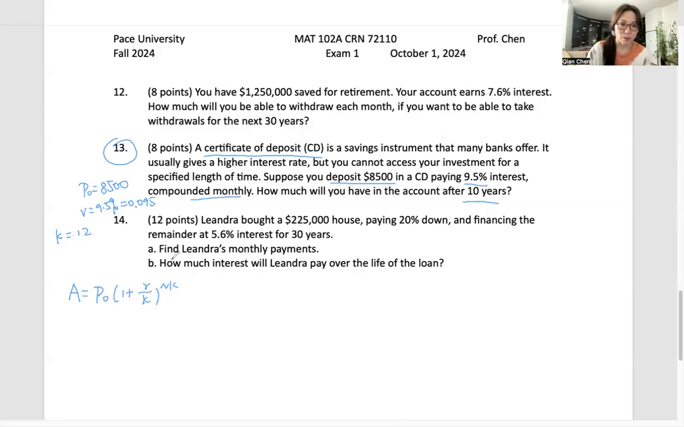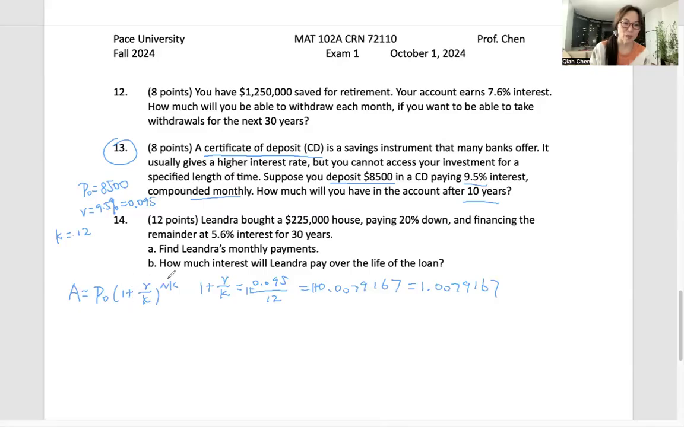So let's identify the variables, right? We already have R. Let's calculate R divided by K. R is 0.095 divided by 12. And we get 0.0079166 going on forever. This rounds up to 7. And then we have 1 plus this number. So let's do 1 plus this number, and we get 1.0079167.